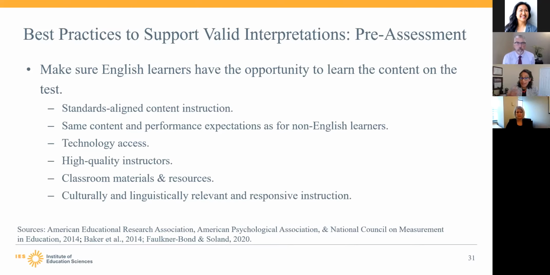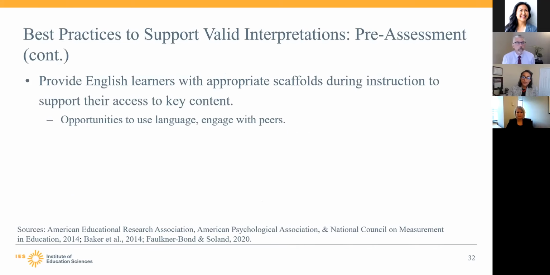And anything else that other students have access to, whether it's technology, high quality instructors, classroom materials and resources. So if everyone else has a textbook and the English learners are using copies or things you printed from the internet, we want to make sure that they have access to all the same things that other students have. And I recognize that sometimes not all textbooks have translations or support, but figuring out ways to ensure that they can be made accessible is just so important. So those are the two things you can do.